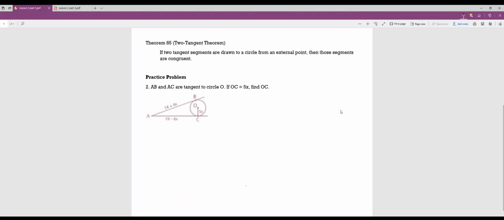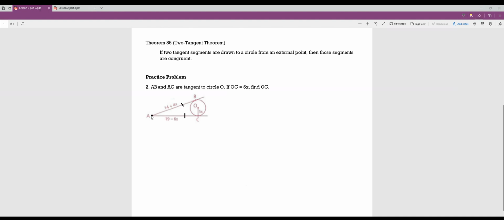So if we look at this practice problem here, I'm told that AB and AC are tangent to circle O. And they both are tangent from this external point A. They share external point A. So that tells me that these two segments are going to be congruent. And I'm given this expression for their lengths. And then if OC is 5x, I want to find the length of OC, or the radius of my circle O. So because we have this two-tangent theorem, I know that AC and AB are congruent segments.